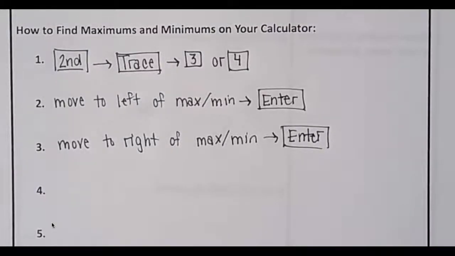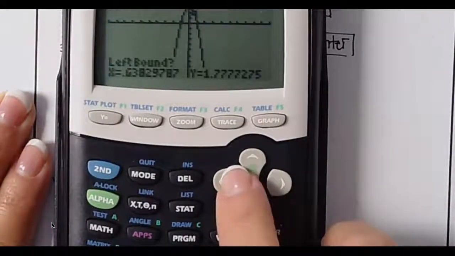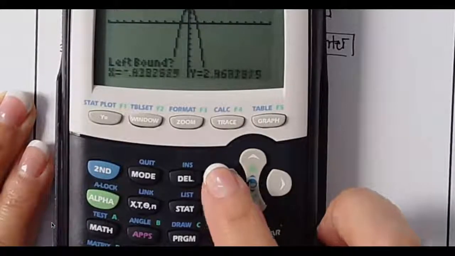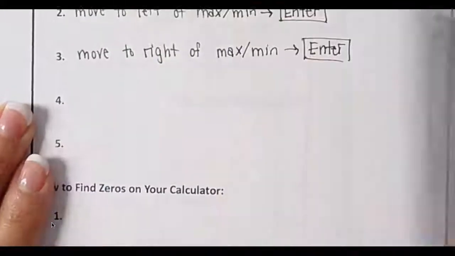Don't hit clear. But some people are lost. I'm going to start over and do it all again, because the last step's really easy. Okay, so once you've graphed it, you're going to hit second, trace, max or min, left bound, enter, right bound, enter.